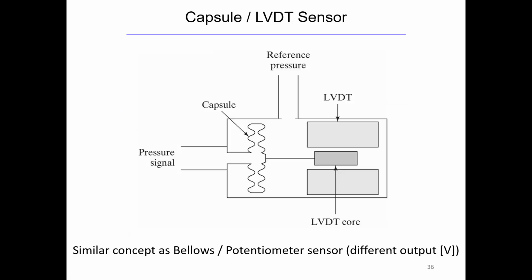So here we have a capsule. We have a reference pressure, we have a pressure signal. If this pressure is greater, then this is going to displace this way. In this case, we have it connected to an LVDT. Remember, we studied LVDTs, we did a lab on them. You should know how this works. So we're getting dynamic displacement measurements that would correlate with the pressure.